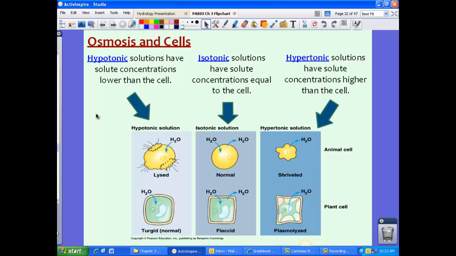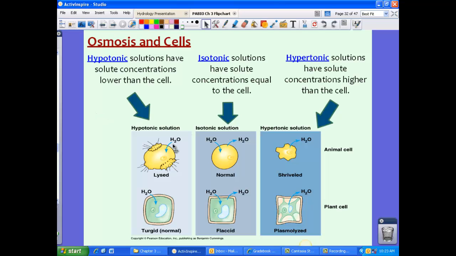So the 3 solutions when we're dealing with osmosis, we have a hypotonic solution, isotonic, and hypertonic. They sound the same, but they're going to be different. Hypo, iso, and hyper. So hypotonic solutions have solute concentrations lower than the cell.